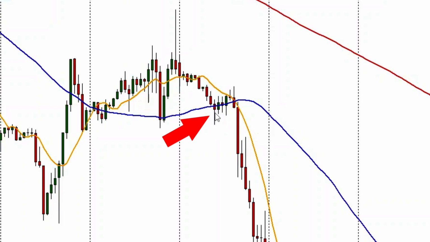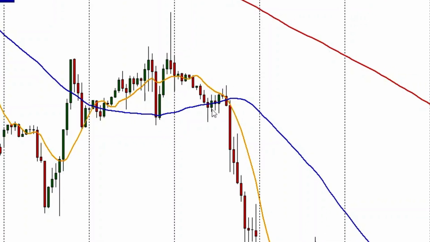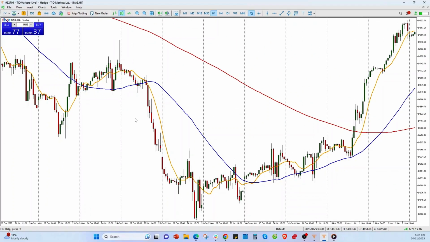Let me show you an example. Here. You see this candle? It closed below all 3 moving averages. That would be a valid sell signal, so you could sell as soon as the next candle opens. Okay? It's that simple.